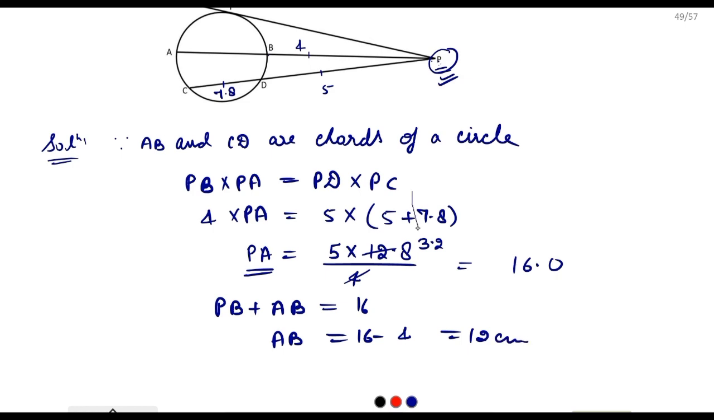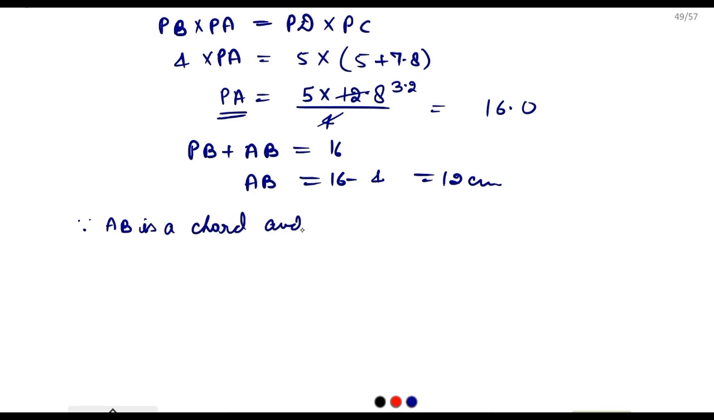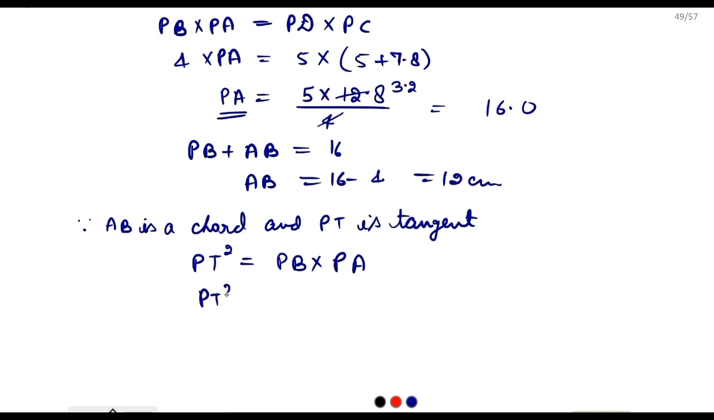Now we are considering AB and PT, where AB is the chord and PT is a tangent. Then square of tangent will be equal to product of segments of chords, that is PB into PA. Similarly, segments will be measured from point of intersection. Now PB is 4 and PA is 16. It means PT will be square root of this, 2 into 4, 8 centimeter.